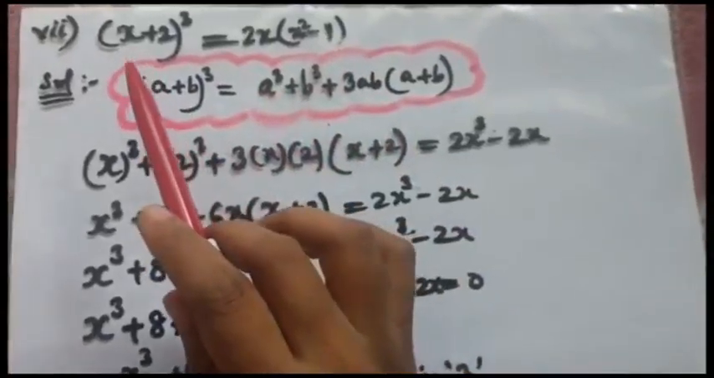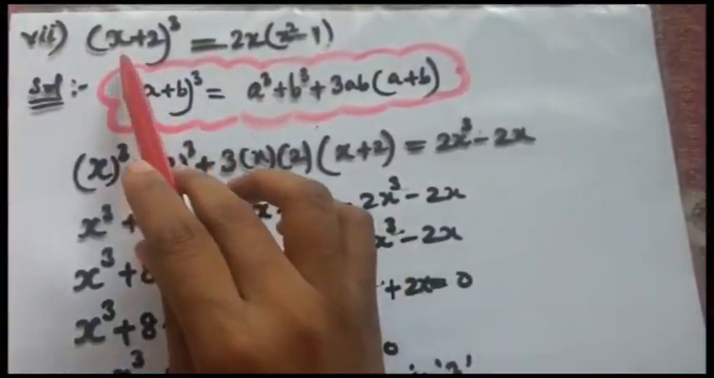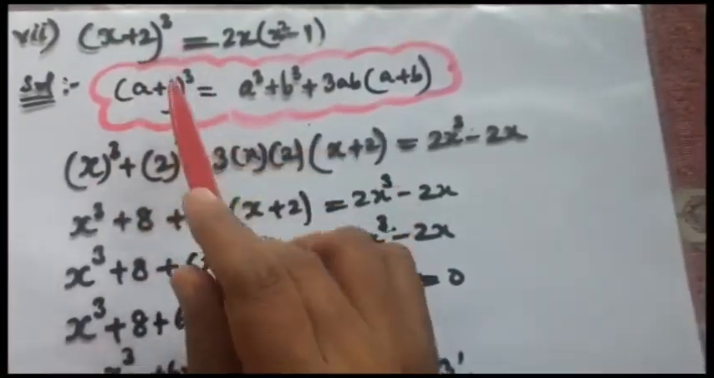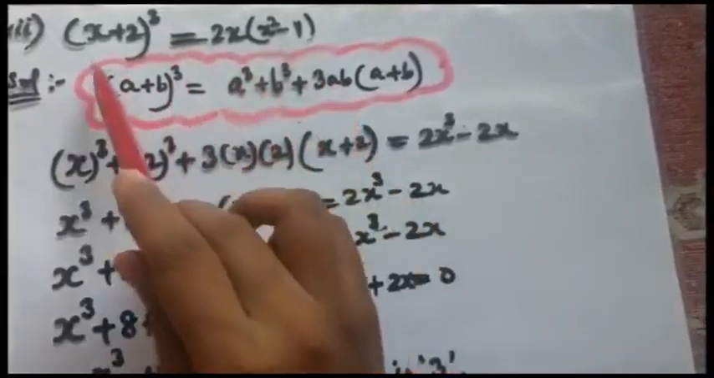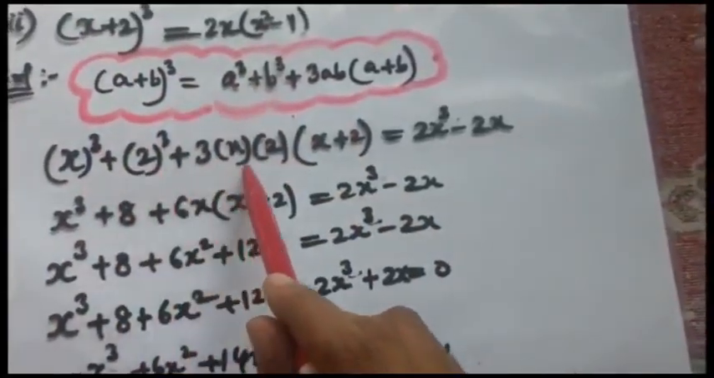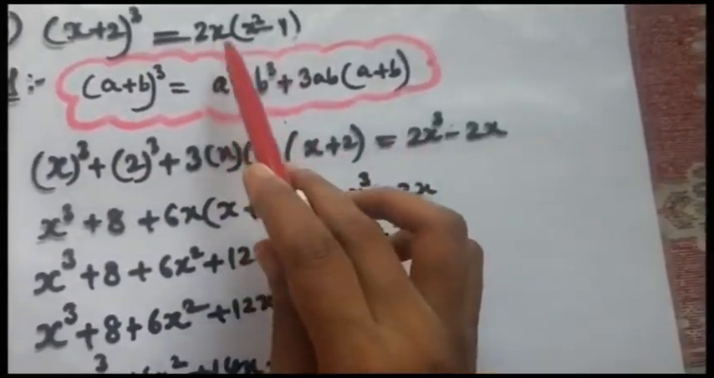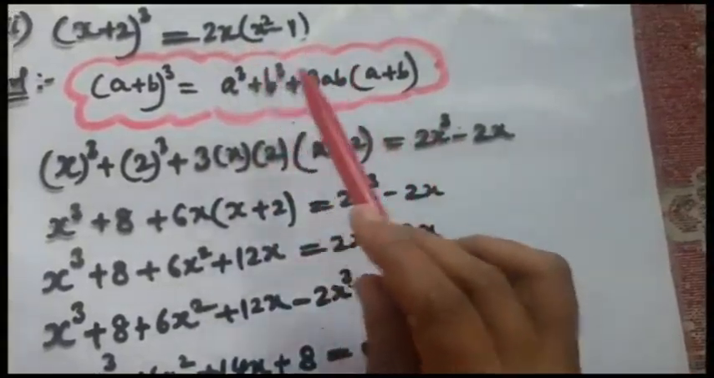So as we had already discussed the identities, here I am using (a + b)^3, seeing that it is given as (x + 2)^3. So I'll be using this identity to expand this bracket. Here you can see a^3 + b^3 + 3ab(a + b), and I am opening this bracket: 2x into x square is 2x^3 minus 2x.